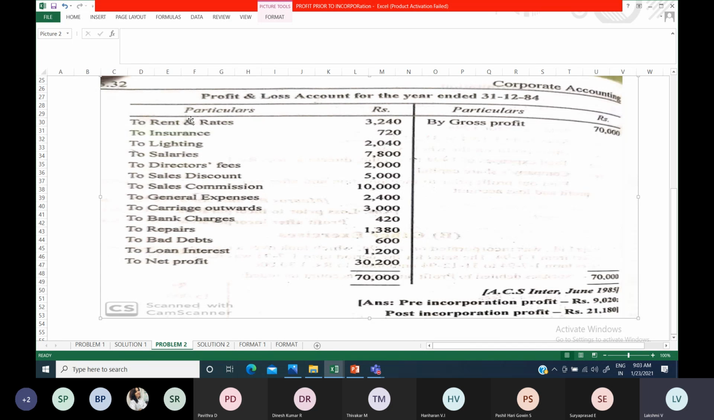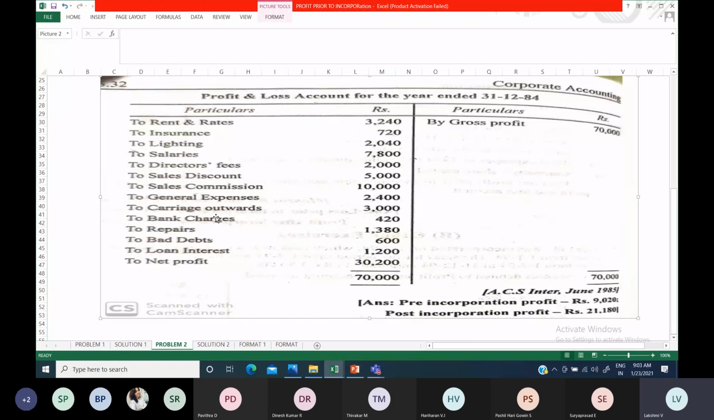As we discussed in the last class, gross profit will be done on the basis of sales ratio, and rent and rates, insurance, lighting, salary, these four items will be done based upon time ratio. Director's fees will go to the post column, because director's fees we usually pay after the date of incorporation. You have to show this 2000. Discount and commission, both have to be done on the basis of sales ratio. General expenses on the basis of time ratio, carriage outwards on the basis of sales ratio.